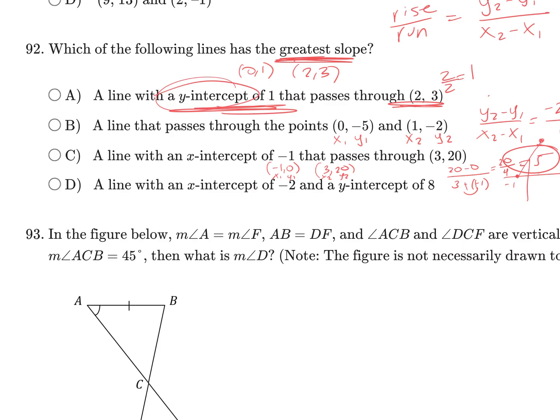D, a line with x-intercept of -2, so it's -2, 0. And y-intercept of 8, so 0, 8. x1, y1, x2, y2. So that's 8 minus 0, divided by 0 minus -2. That's 8 over 2, which is 4. So your answer is C.